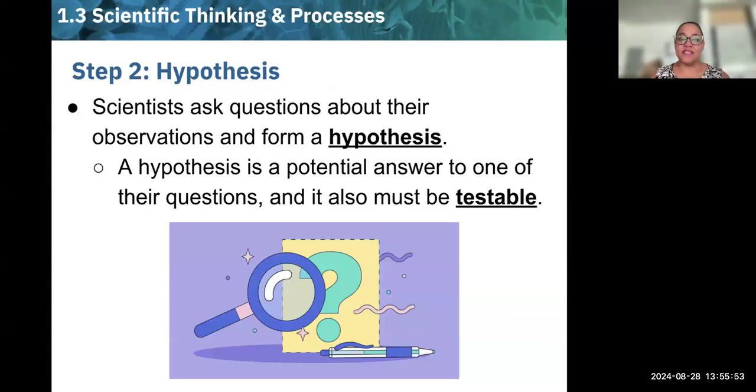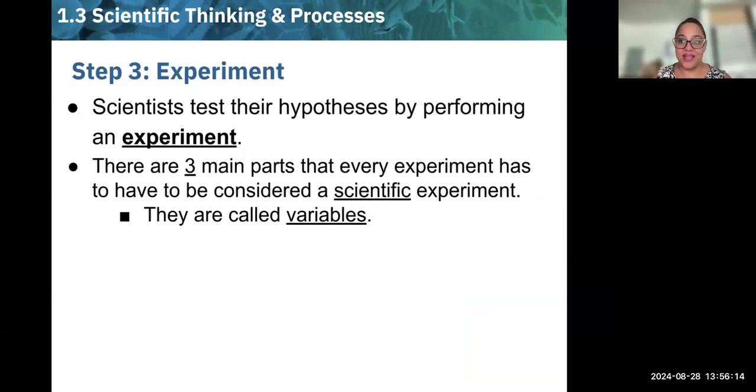Step 2 is hypothesis. Scientists ask questions about their initial observations, and they form a hypothesis. A hypothesis is a potential answer to one of their questions. Another feature of a hypothesis is it must be testable. We must be able to run tests on it, because the next step in the scientific method is to actually test it by performing an experiment.